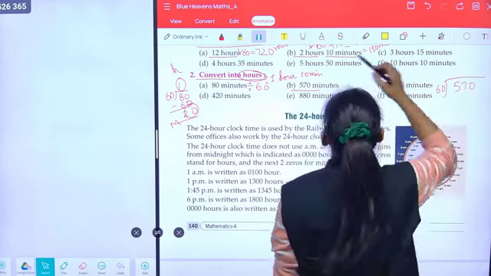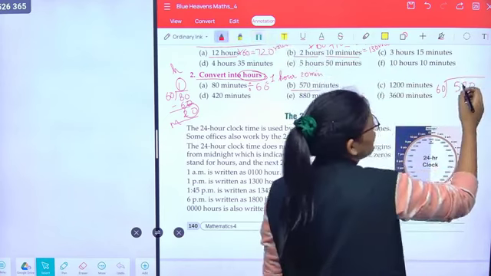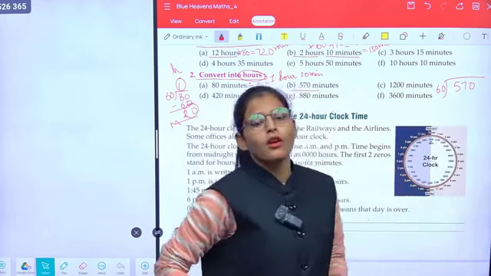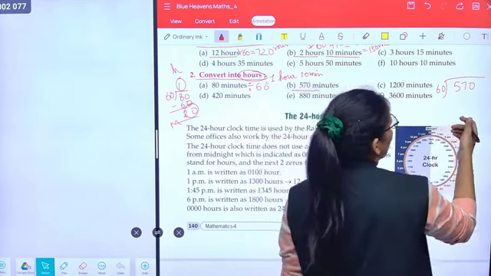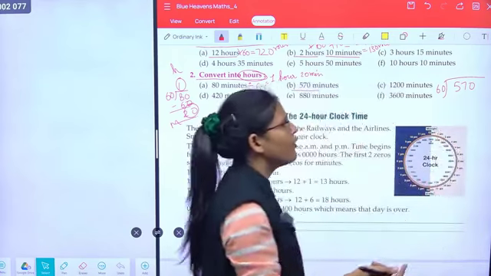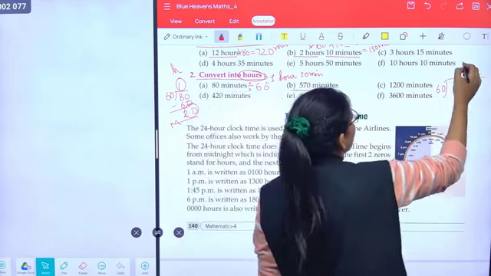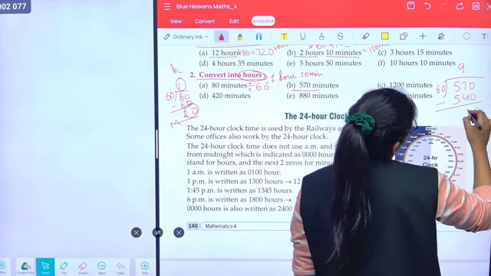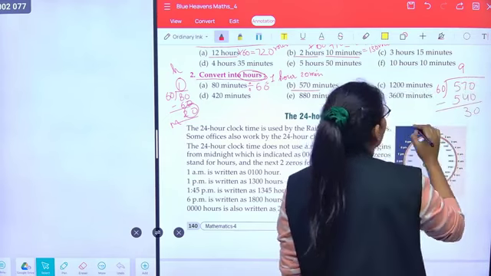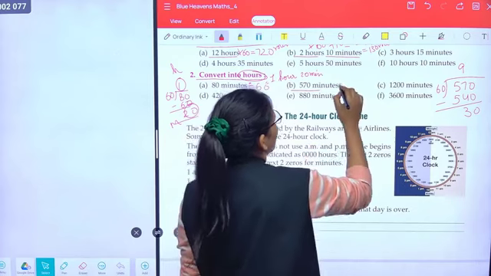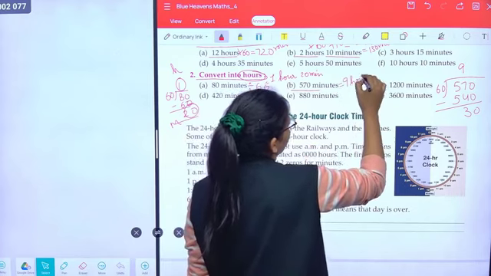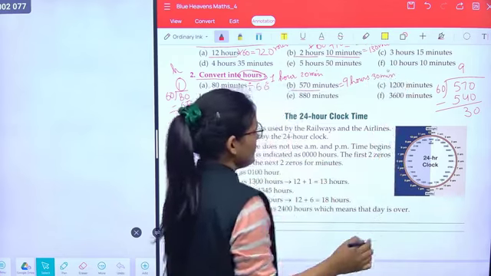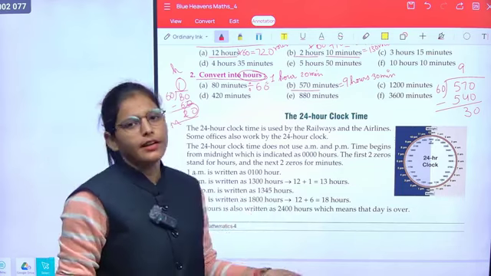So 67 are 420, 68 are 480, and 69 are 540. So 69 are 540, so it is 9 hours, so it is 9 hours 30 minutes. ओके क्लास, 9 hours 30 minutes.